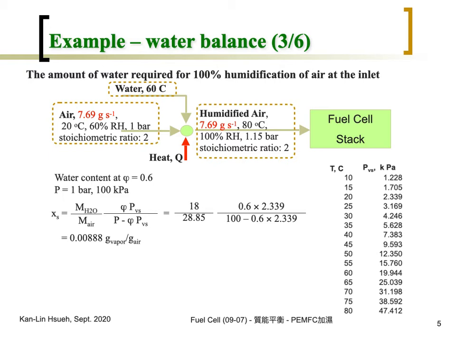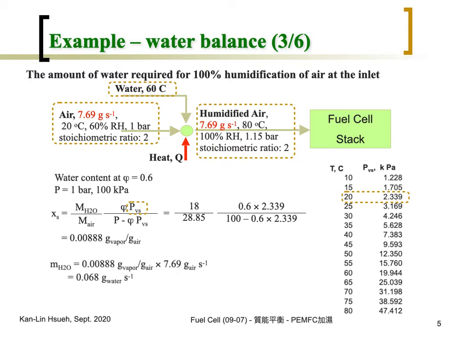So we substitute all the numbers into the equation. PVS is the saturated water vapor pressure at 20 degrees. From the steam table, at 20 degrees, the water saturation pressure is 2.399 kilopascal. We substitute this number into the equation, and we can calculate the humidity mass ratio, which is 0.00888 gram of vapor per gram of dry air.